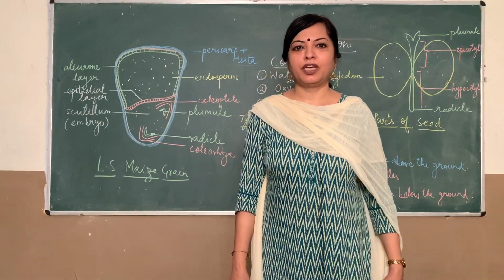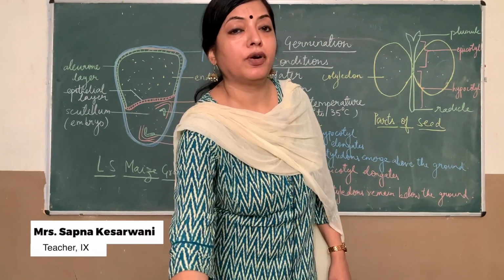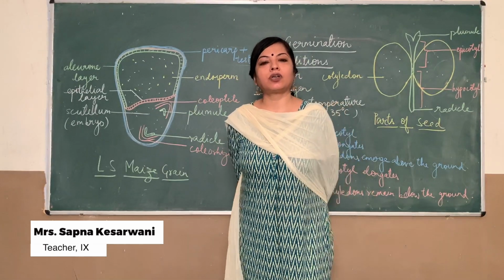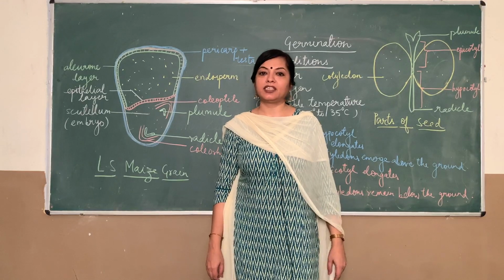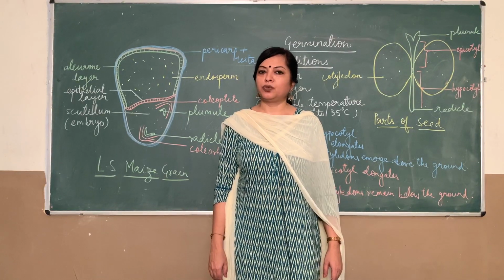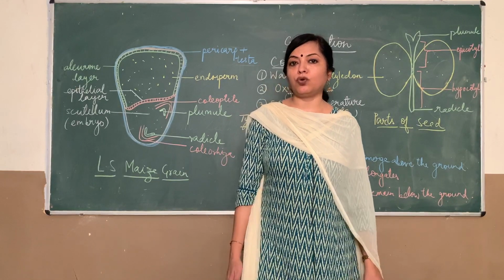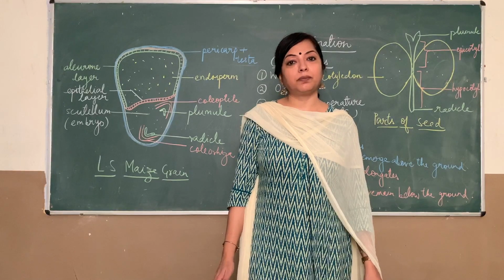Welcome children. Today we'll continue our discussion on seeds. Now if you remember, on the previous turn we had talked about a dicotyledonous ex-albuminous seed, that is bean seed, and we had discussed its structure as well. And today we'll be talking about a monocotyledonous albuminous grain, and that is maize grain.